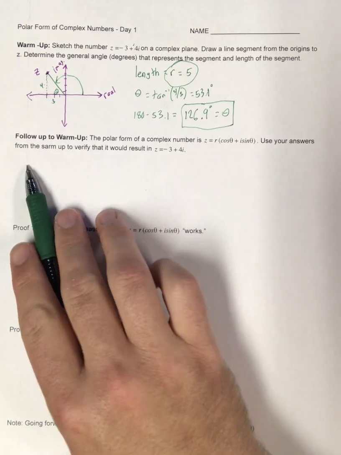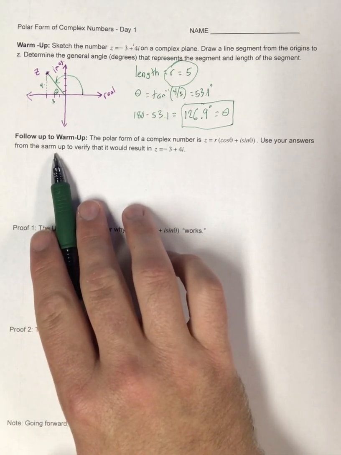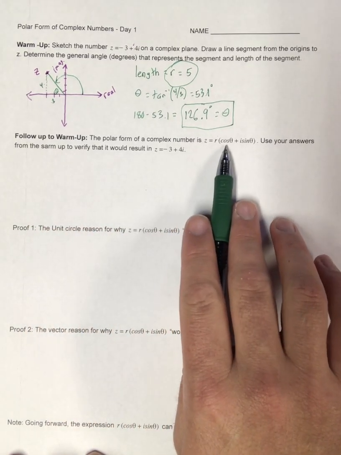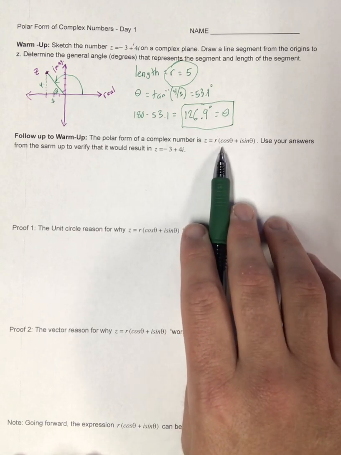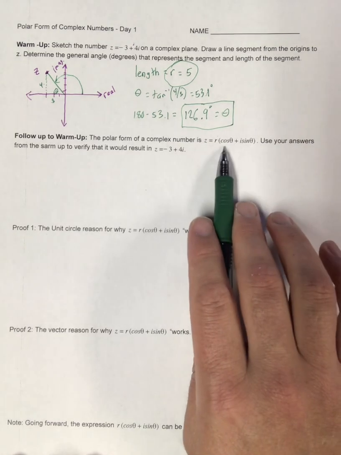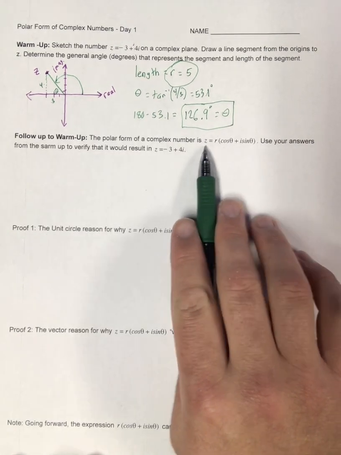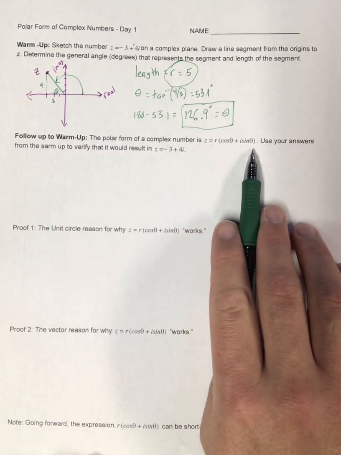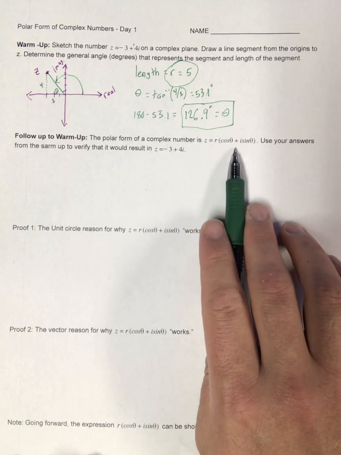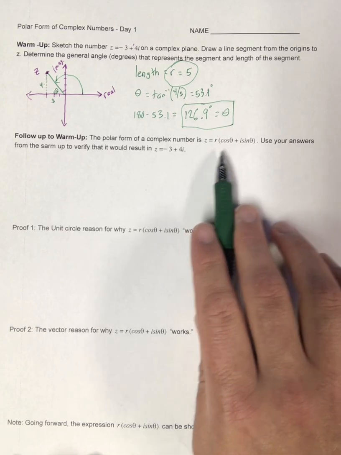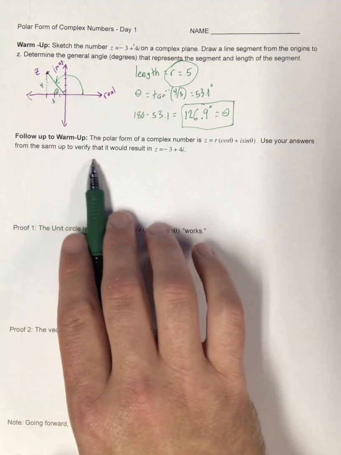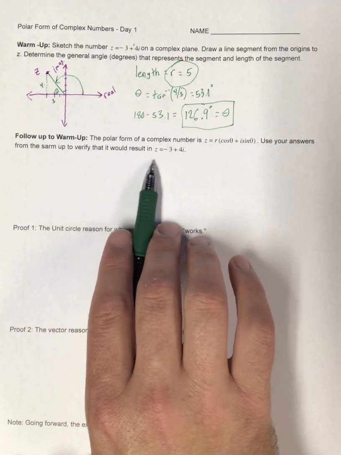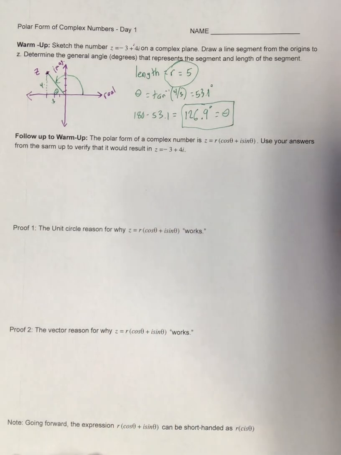Follow up to the warm-up. The polar form of a complex number is z equals r times cosine theta plus i sine theta. This is a little bit more important than I'm kind of giving credit for in the middle of this. This is actually the big learning of the day, that this is how we can express a complex number in polar form. What we're going to do here is prove that it actually does work. So use your answers from the warm-up problem to verify the result is z equals -3 plus 4i.